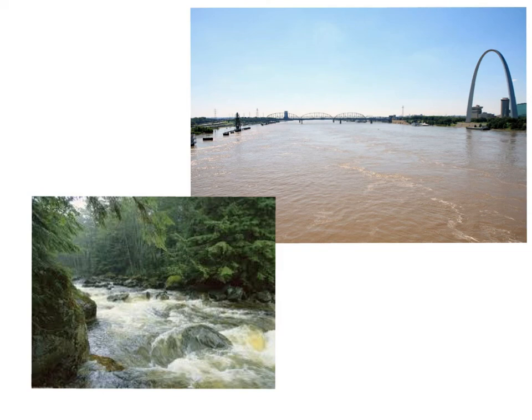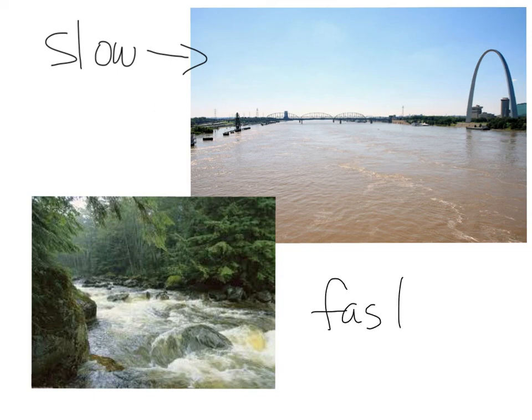So if I look up top here at the Mississippi River, the water at this point at St. Louis, you can see the arch right there, this water is going slow, very slow. Down here we have a stream of water, and you can tell by looking at all the white caps on it that this water is going fast. So I might think that the stream has a high flow rate and the Mississippi has a low flow rate, but I would be very wrong about that.